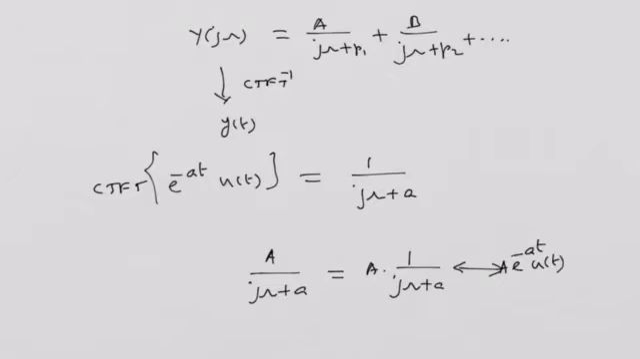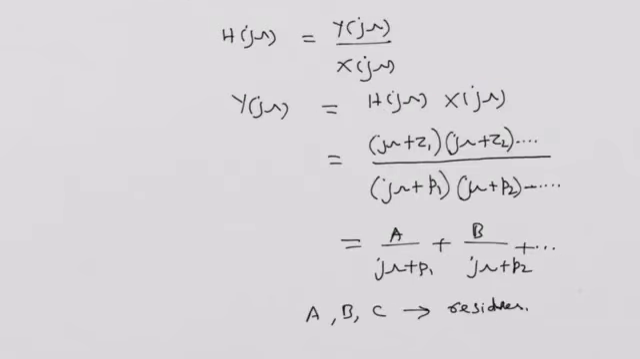Got it? So using this, I can simply write the inverse Fourier transform result as a into e power minus p1t u of t plus b into e power minus p2t u of t plus so on. This is how the response of an LTI system can be obtained using the Fourier as well as the inverse Fourier transform.